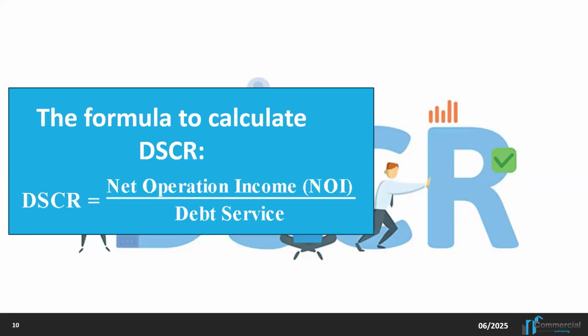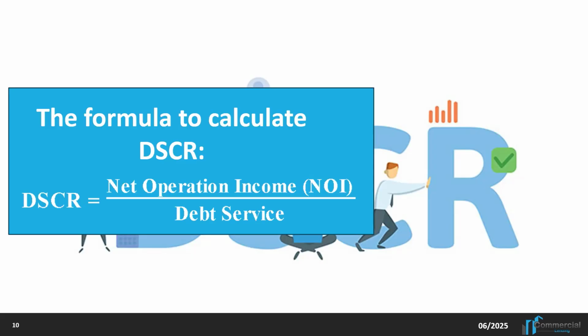Well, how do we calculate DSCR ratio? This is basically the formula to calculate DSCR. The debt service coverage ratio measures a property's ability to meet its debt obligations, as I mentioned before. It is calculated by dividing the net operating income, or income after expenses, by the total debt service, which includes principal and interest payments.